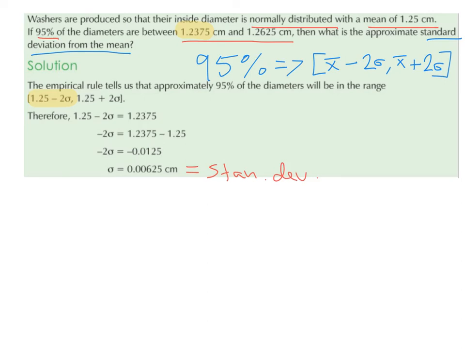Now alternatively, we could have let 1.25 plus 2 times the standard deviation equal to 1.2625 and solved for the standard deviation. Either way will work. However, if we had let 1.25 minus 2 times the standard deviation equal 1.2625, it would not have worked out, and likewise if we had let 1.25 plus 2 times the standard deviation equal 1.2375 and solve for the standard deviation, that would not have worked out either. So it's always going to be our mean minus 2 times the standard deviation equals the first value, or else the mean plus 2 times the standard deviation equals the second value, and then solve for the standard deviation.